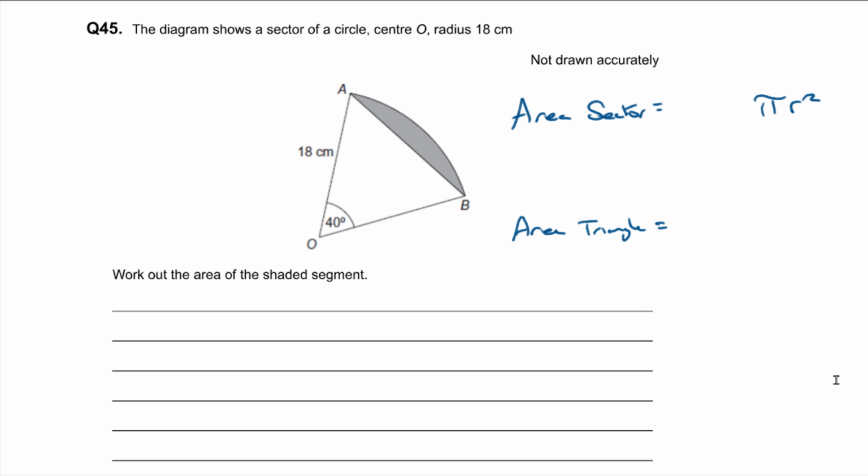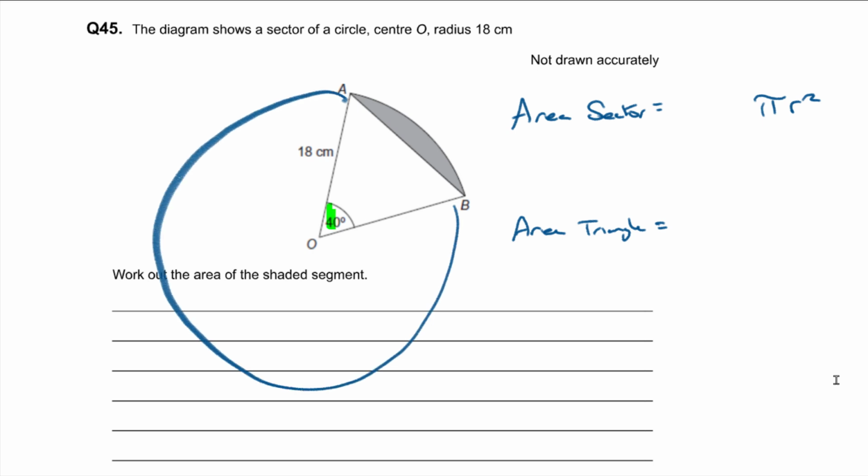But we haven't got a whole circle. We've got a fraction of a circle. So my whole circle will be like this. We've got 40 360ths of a circle. So that's the fraction I'm going to use. I'm going to use 40 360ths of a circle, and that's going to be the area of my sector, isn't it?